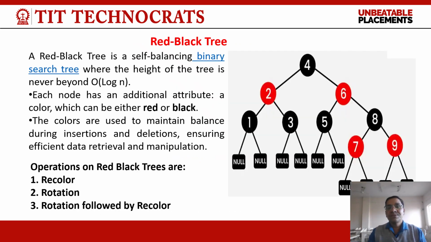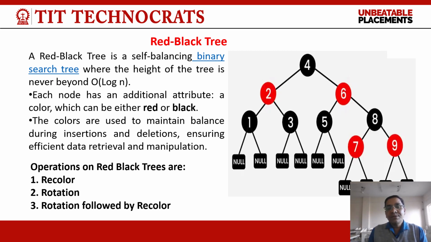Next, balanced trees, that is the red black trees. Like the name says, a red black tree is a self-balancing binary search tree where the height of the tree is never beyond O(log n) time. Each node has an additional attribute, a color, which can be either red or black. The colors are used to maintain balance during insertion and deletion, ensuring efficient data retrieval and manipulation.